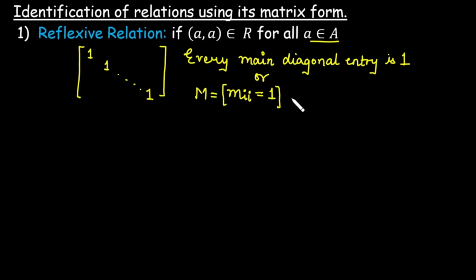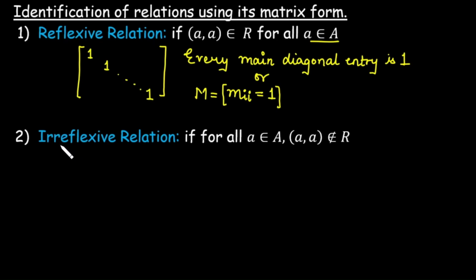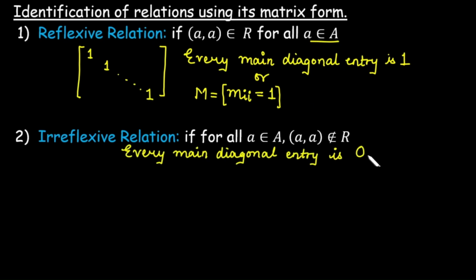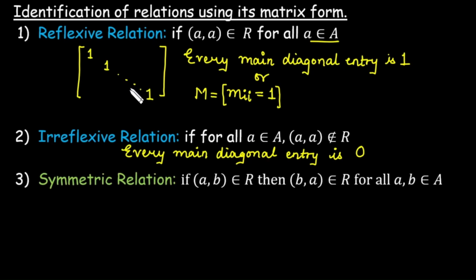or can be 0. Second is an irreflexive relation, which can again be easily identified from the matrix. It means none of the elements is related to itself, so every main diagonal entry is 0. So it's very easy to identify reflexive and irreflexive relations from the given matrix. If all the diagonal entries are 1, reflexive; if all the diagonal entries are 0, irreflexive. Now let's move to the next relation, the symmetric relation.